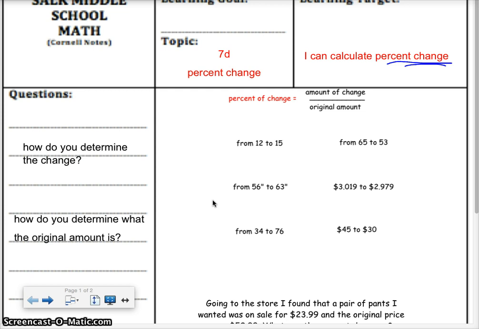Percent means all of your answers better be a percent. It's not a decimal, it's not a fraction today. It's a percent change. So when you calculate it, you're going to get a decimal answer. You turn it to a percent by moving the decimal 2 spots to the right.